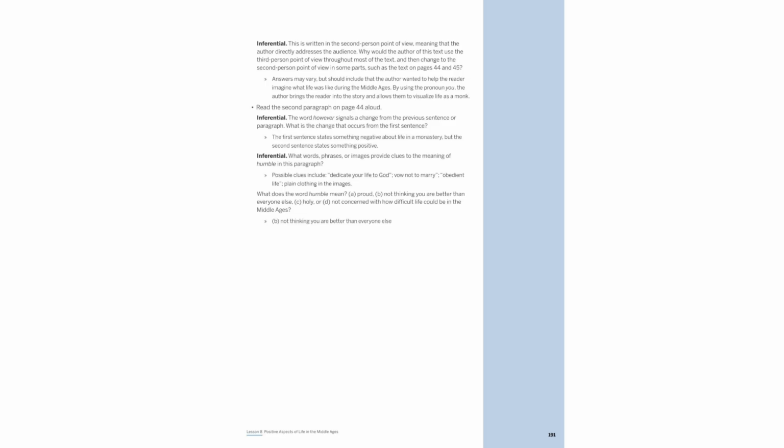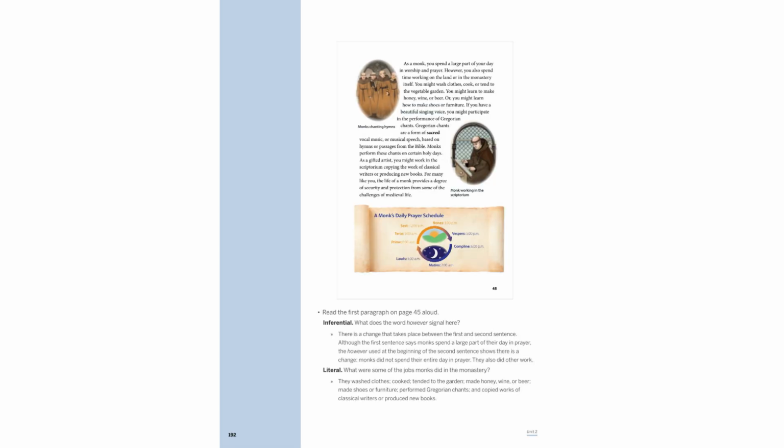The term humble is highlighted, meaning not thinking you are better than others. Monks balanced prayer with various tasks. They washed clothes, cooked, tended gardens, and crafted honey, wine, or beer. Skilled monks made shoes or furniture, performed Gregorian chants, or copied classical works in the scriptorium. This diverse routine offered security and protection from medieval life's challenges.